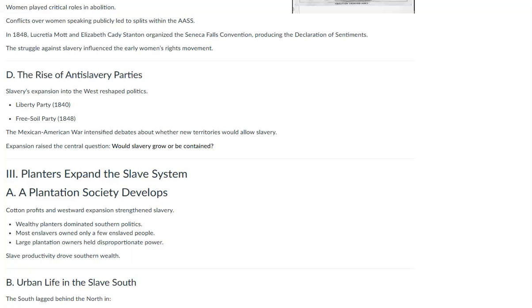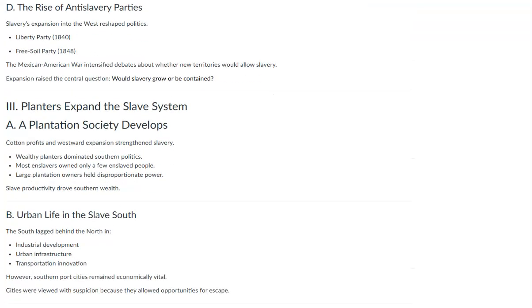But let's talk about planters expanding the slave system, and this is from chapter 11. So while abolitionists demanded slavery's end, Southern planters were expanding it. And the cotton gin and global demand for cotton made slavery extremely profitable. Planters moved west into Alabama, Mississippi, Louisiana, and the newly acquired Texas.